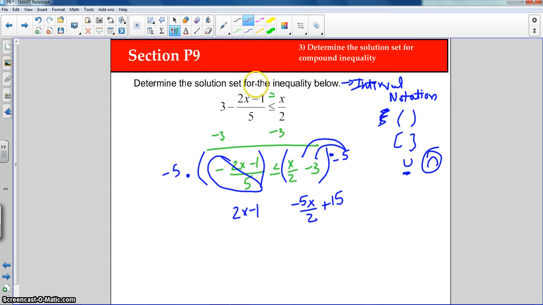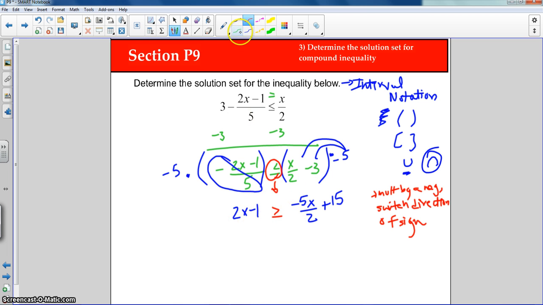Now, here's the first key thing with inequalities. When you multiply by a negative, you need to switch the direction of signs. Okay, so this goes to a greater than or equal to. Alright, and then we can continue solving as normal.